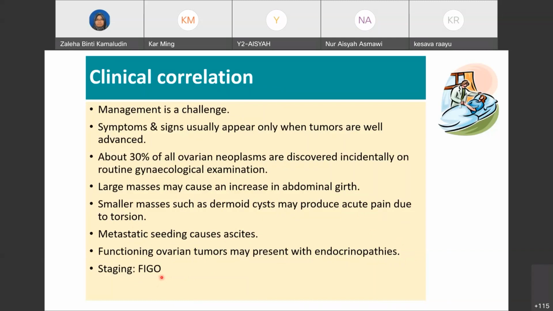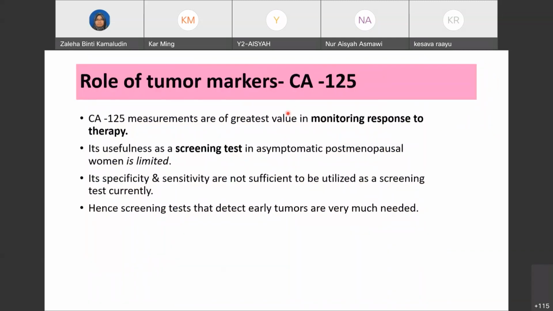We are still using the same FIGO classification for the tumor of the ovary. And a little bit on the role of the tumor marker CA125. This CA125 is actually good in monitoring response to therapy, but for screening in asymptomatic patients it is usually limited.